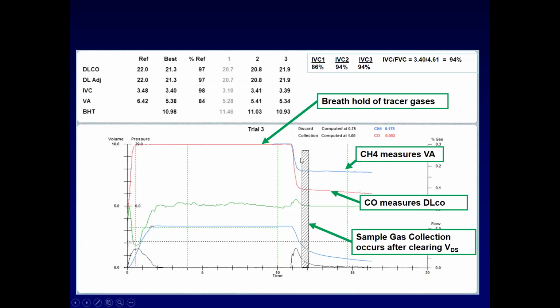The last thing I'm going to point out to you is this little hatch structure over here. This is the sample gas collection bar. This is where we open the machine and measure the amount of carbon monoxide that comes out during a finite period of time to actually calculate the diffusion capacity. Lots of stuff on this graph, lots of data that we're gathering during this test.